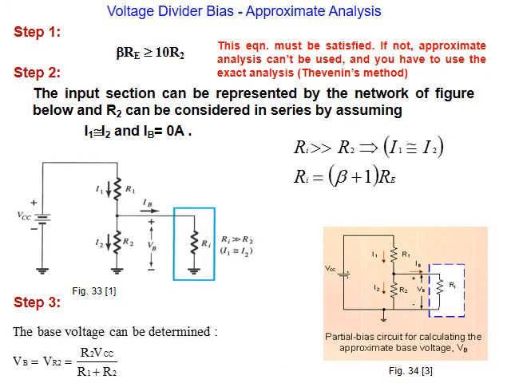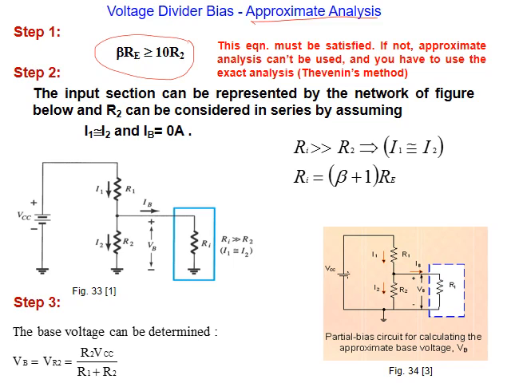Now for voltage divider bias, but approximate analysis. What we do in approximate analysis, this analysis can be applied based on fulfilling the following condition. What does the following condition say? Beta RE greater than or equal to 10 R2, 10 times R2. Beta RE greater than 10 times R2.